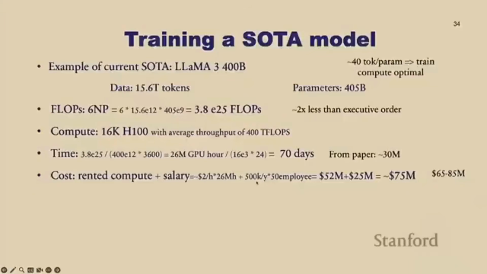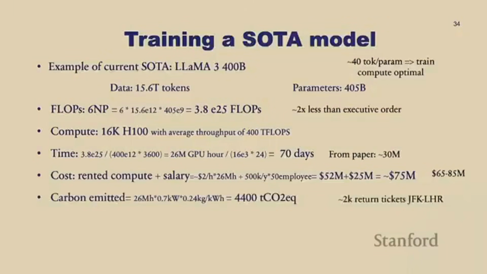Now salary: I said 50 employees, 500K per year. It's probably the right ballpark. That's 25 million. So if you put it all together, around $75 million for training this Llama model. I'm probably off by like 10 million, but that's the right ballpark.